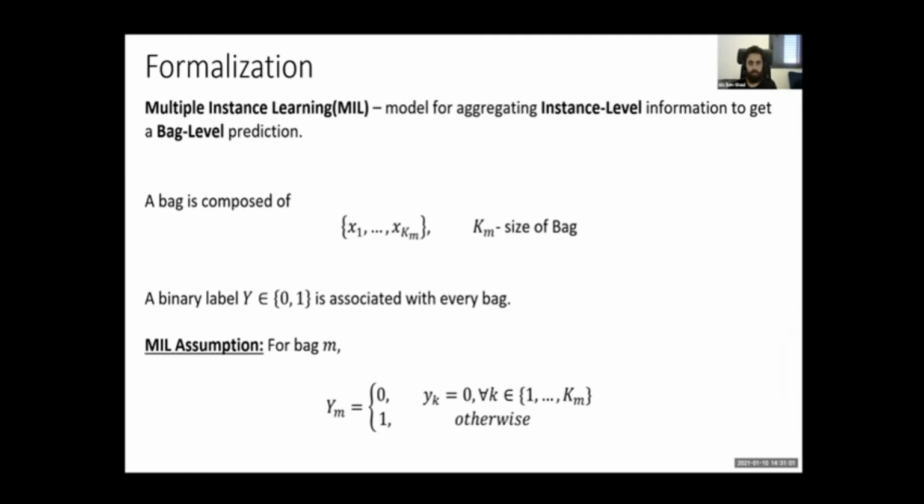In multiple instance learning, the whole problem is aggregating instance level information, so we get a bag level prediction. A bag will be composed of instances x1 till xkm, where km is the size of the bag. Notice the size of the bag can be different for every bag, just like different slides have different sizes. And each bag has a binary label associated with it. The MIL assumption, in the binary case, is that for a bag M, the bag label will be 0 if all the instance level labels are 0, and 1 otherwise.